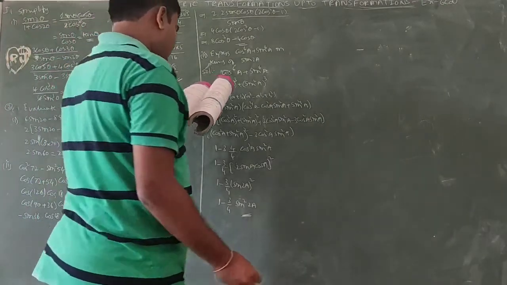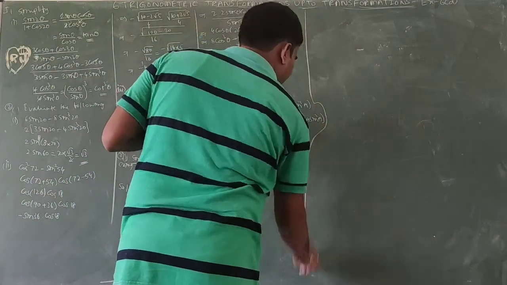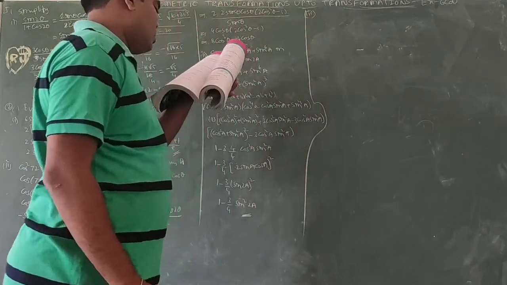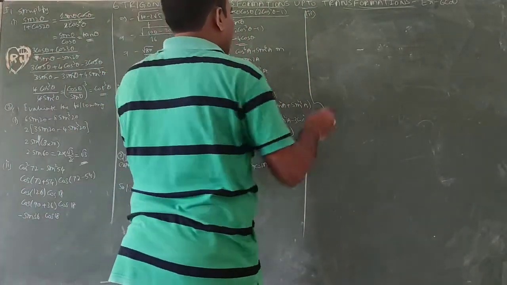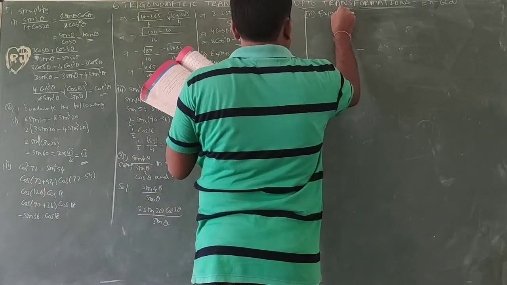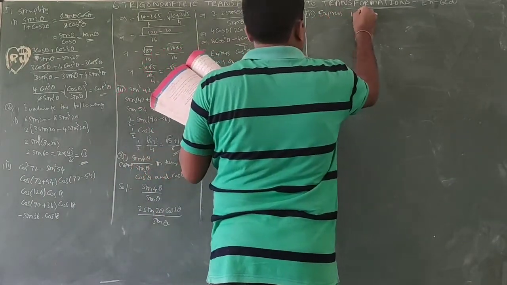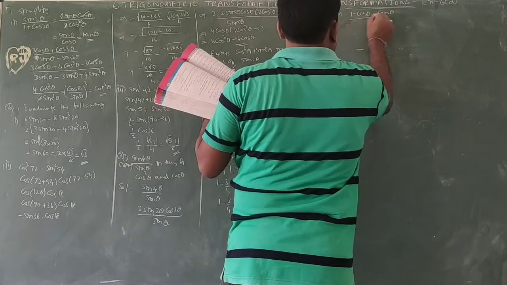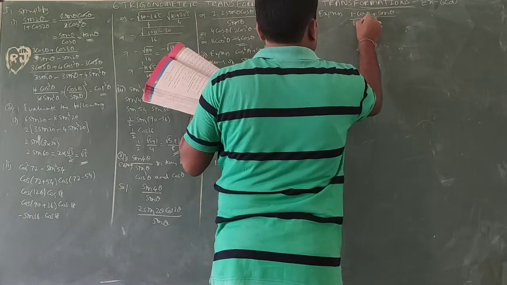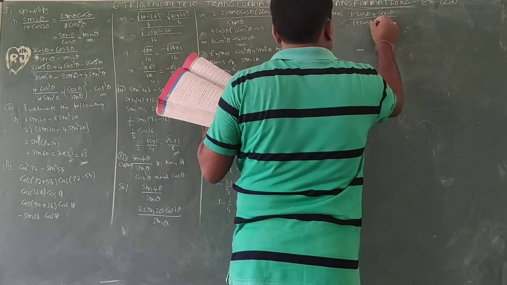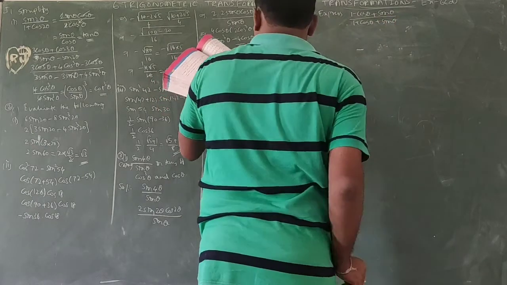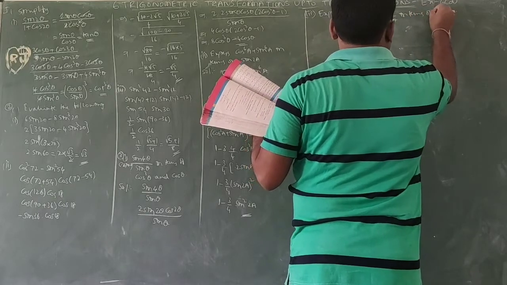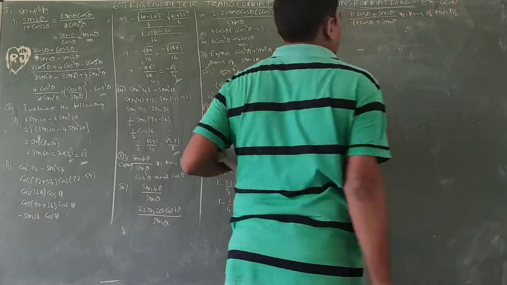Next, question number 3. Third question is: express (1 minus cos theta plus sin theta) by (1 plus cos theta plus sin theta) in terms of tan theta by 2.